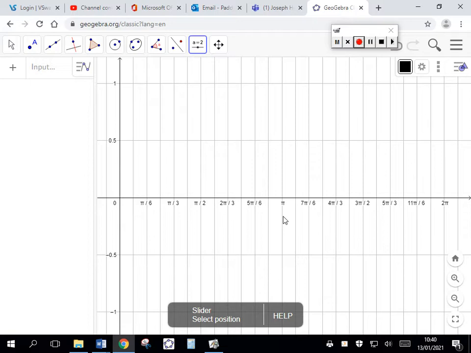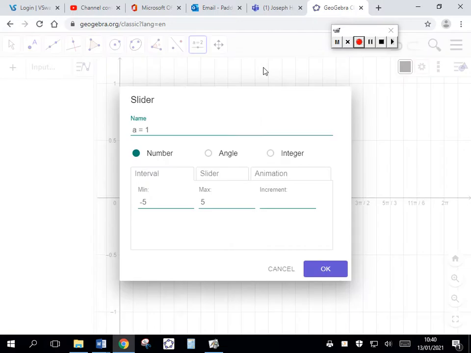it says select position on this. I'm not sure what it'll say in yours, but when you choose it, it automatically calls it 1, or A. You can call it whatever you want. Let's call it capital A for angle, right? And what I'm doing is I'm starting, remember, at 0, and we're going to finish at 2 pi.